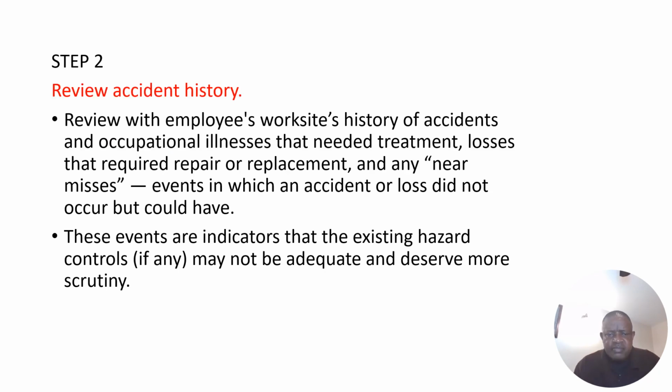Step number 2, review accident history. You can only review accident history if you have records. That is why we said records are very important. Review with employees workers' history of accidents and occupational illness that needed treatment, losses that required repair or replacement, and near misses, events in which an accident or loss did not occur but could have. These events are indicators that the existing hazard controls, if any, may not be adequate and deserve more scrutiny. So step number 2 is to review accident history.